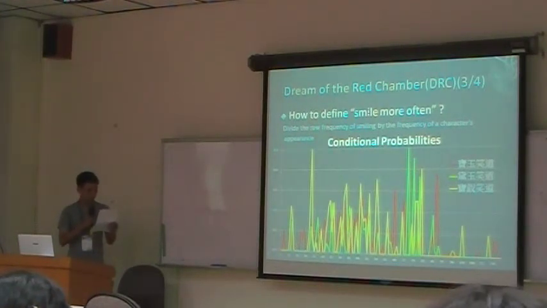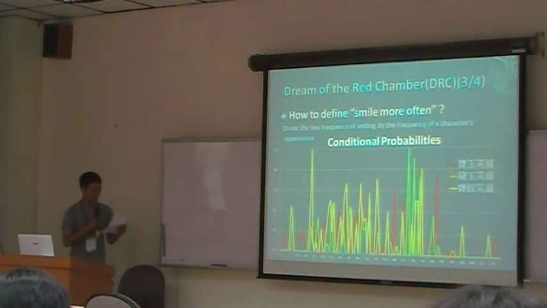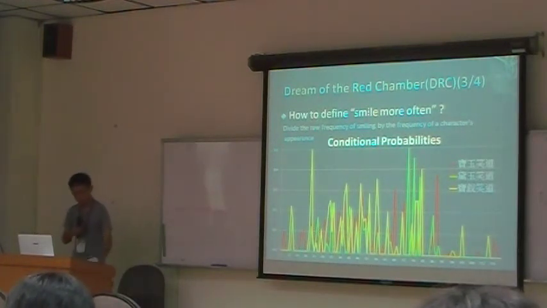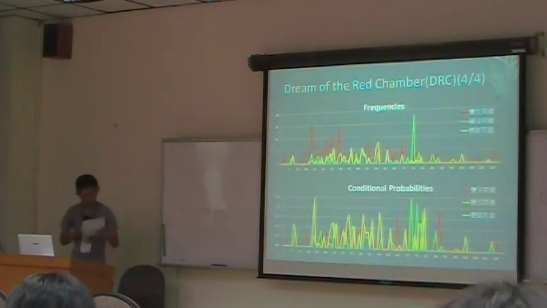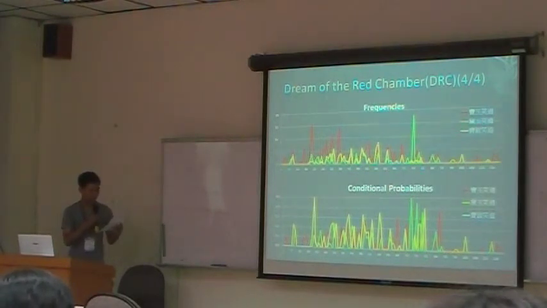This figure shows the proportion of 宝玉, 黛玉 and 宝钗 smiling in different chapters, given their appearance. Comparing these two figures, we will find out that although the absolute frequency of 宝玉's smiling was higher, 宝玉 did not smile as often as 宝钗 when they appeared.